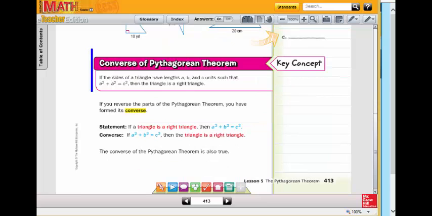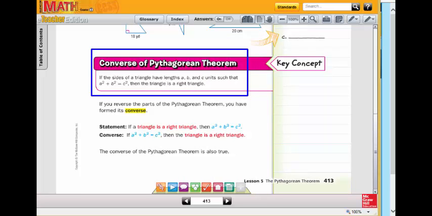Now let's look at this important point here. This is the converse of the Pythagorean theorem. And what that means is the Pythagorean theorem says as long as we have a right triangle, then one leg squared plus the other leg squared has to equal the hypotenuse squared. In this case, we're saying that if the sides of a triangle have lengths a, b, and c units such that a squared plus b squared equals c squared, then the triangle is a right triangle.